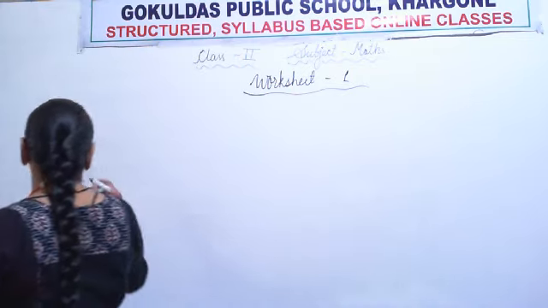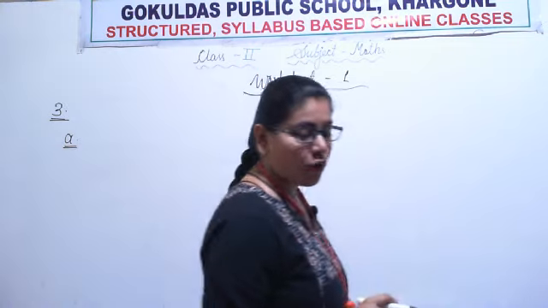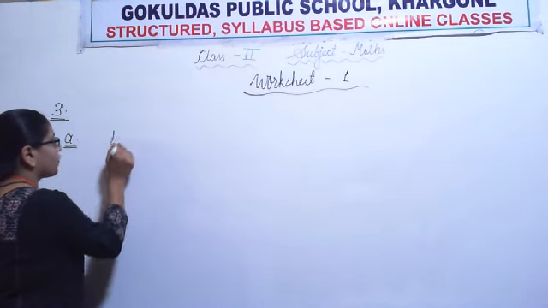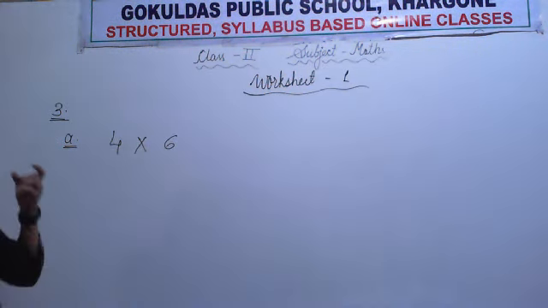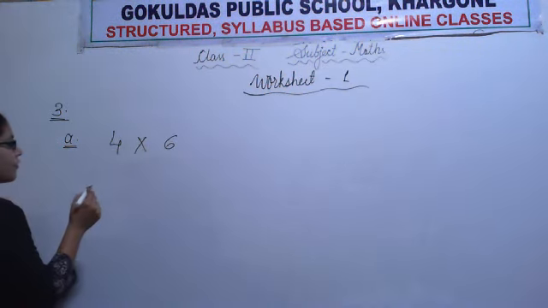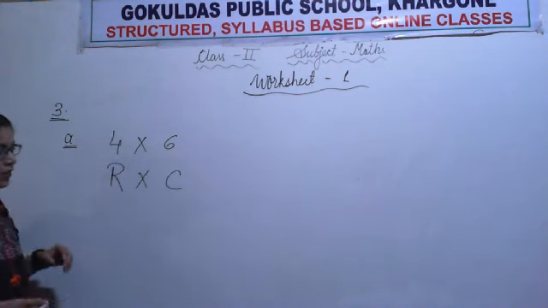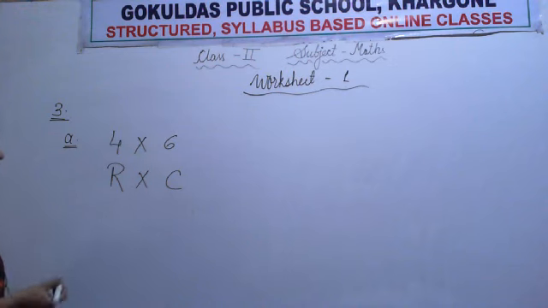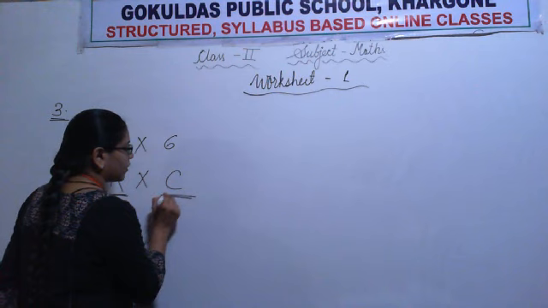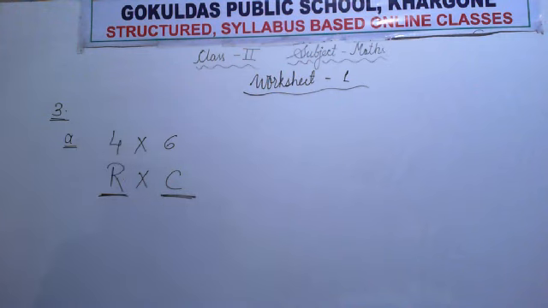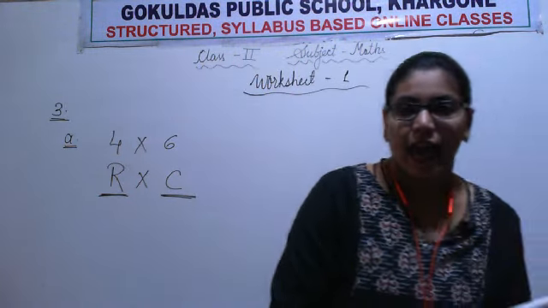Question 1, part A is 4 into 6. So we remember what we learned while we learned this topic. We learned that row into column. So the first number we are going to see in the row, then the second number we are going to see in the column. So 4 into 6. So let's see how to do it.